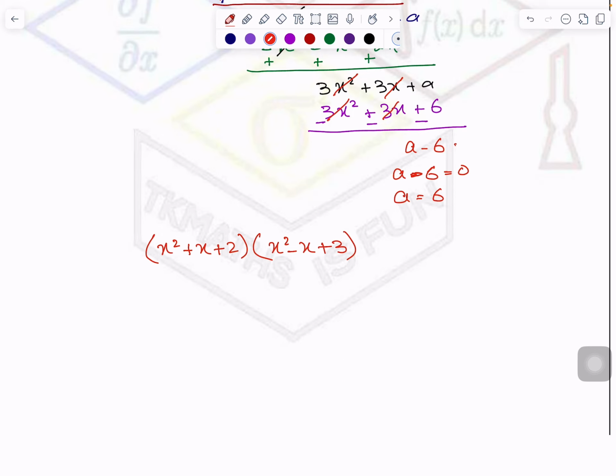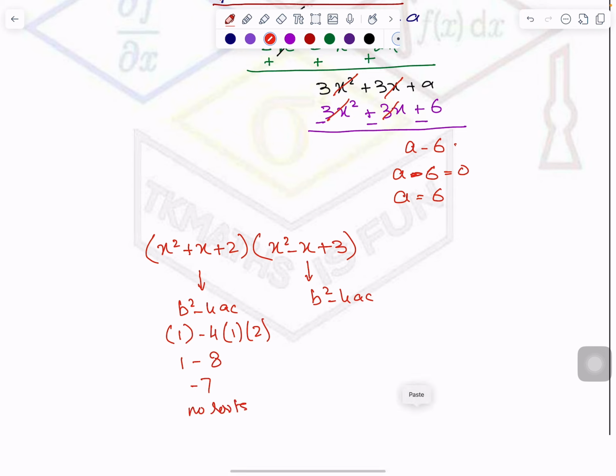But if the question says find the roots, or how many real roots it has, what do you do then? Just an extra step for your knowledge, you apply the discriminant here, in both the cases. And then you see, is your value positive or negative? So I will do here 1 minus 7. It is negative, so no roots, right? And in this case, what will it be? Again, it is negative. It means this also has no root.